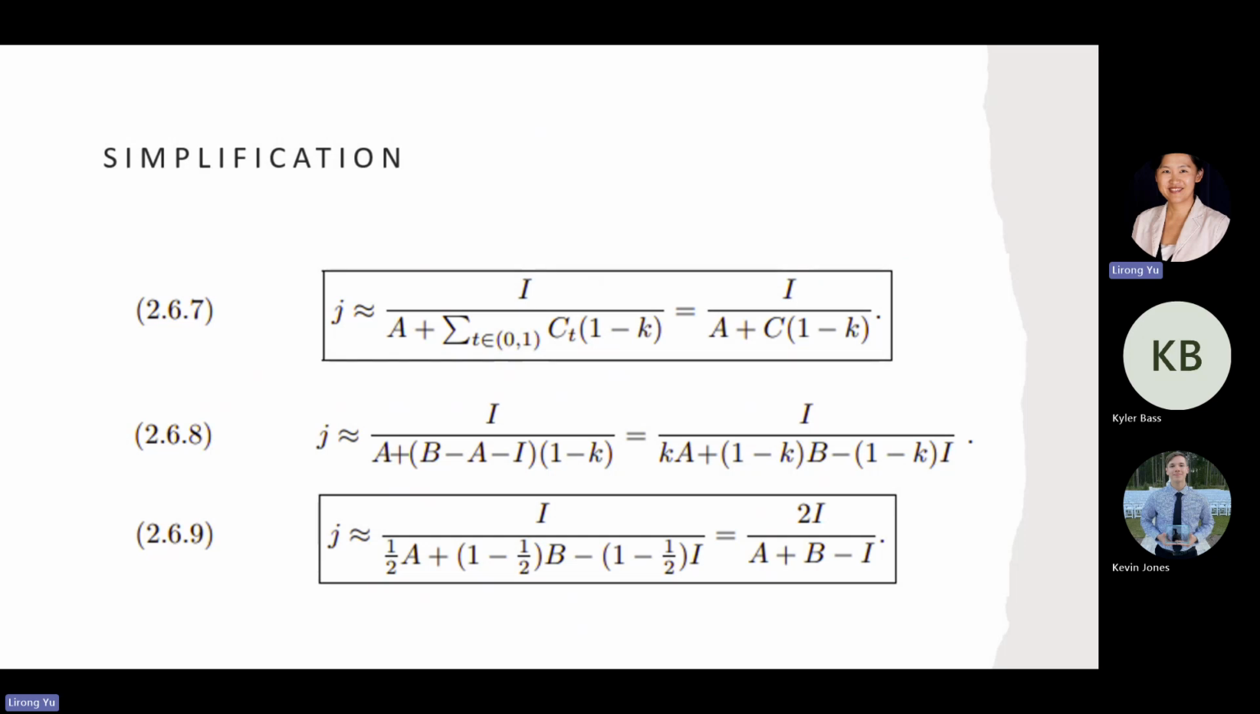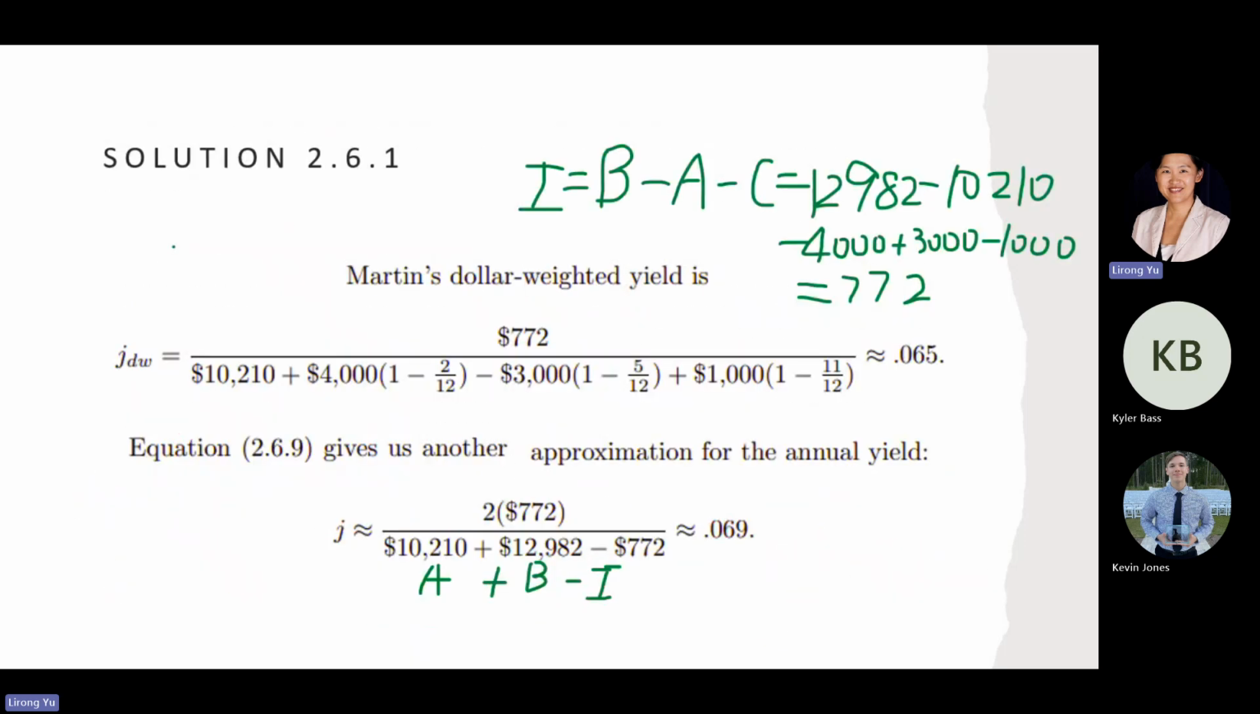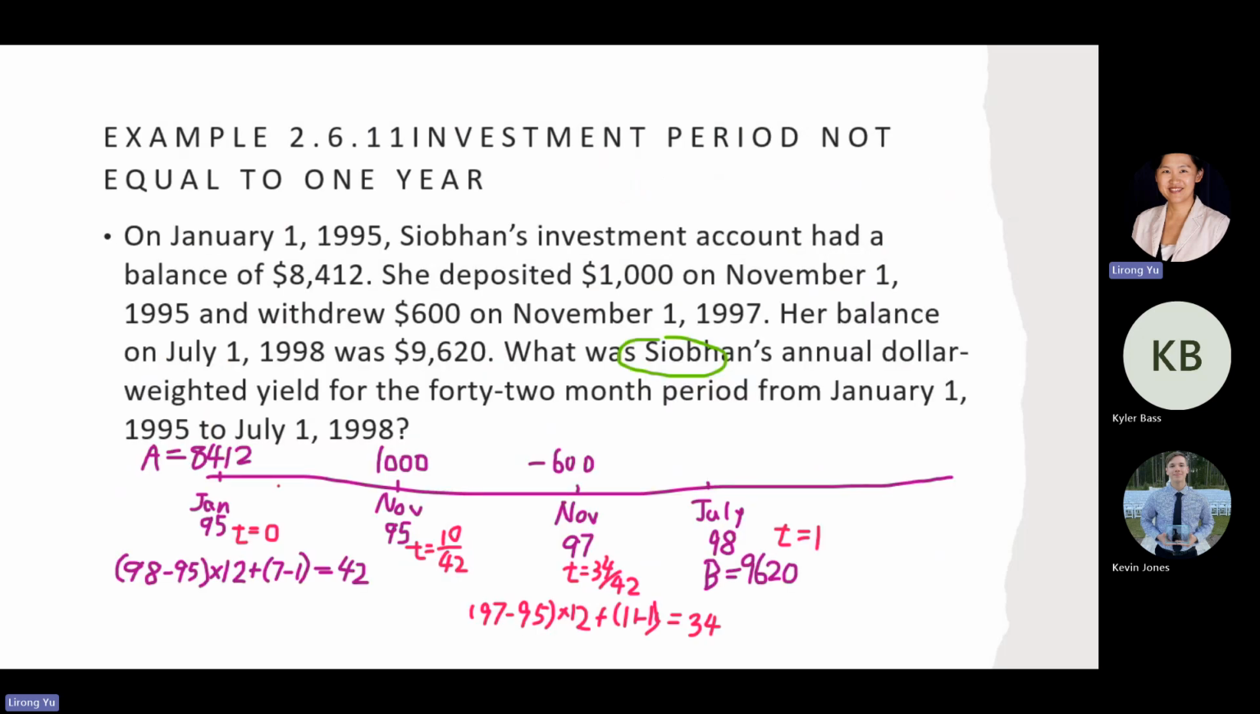And then following that, we can see the computation, which will be 2 times I divided by A plus B minus I. And then we end up having 0.069. It's not identical to the dollar weighted, but it's pretty close. Any question? Okay, so that's that one. Okay, let's see the time.